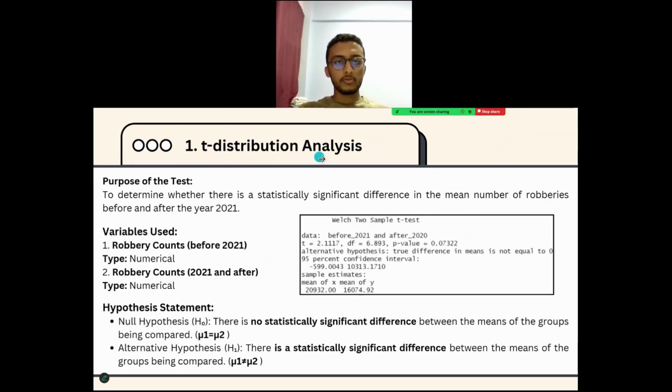The purpose of this test was to determine whether there is a significant difference between the mean number of robberies before and after the year 2021. The variables used were both numerical: the robbery counts before 2021, and the robbery counts after 2021. For the hypothesis statements, the null hypothesis was that there is no significant difference between the two means, and the alternative hypothesis was that there is a statistically significant difference between the means of the two groups, before and after 2021.